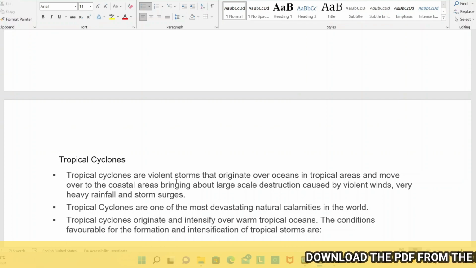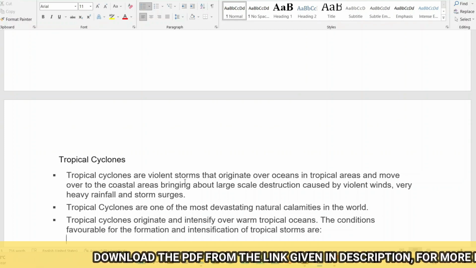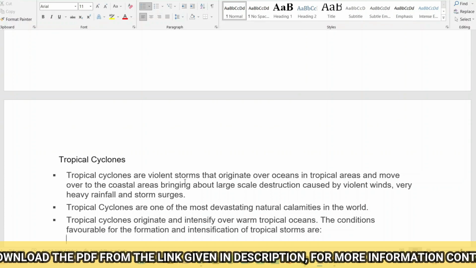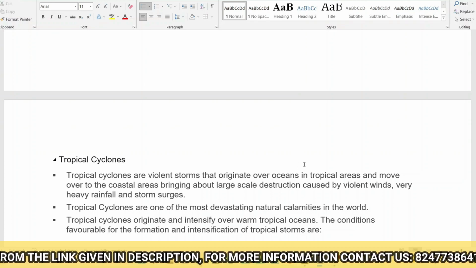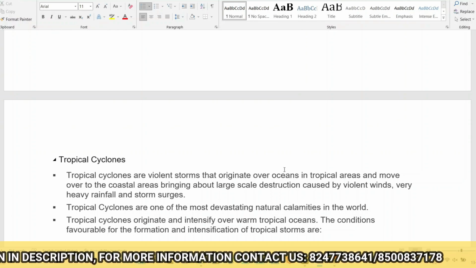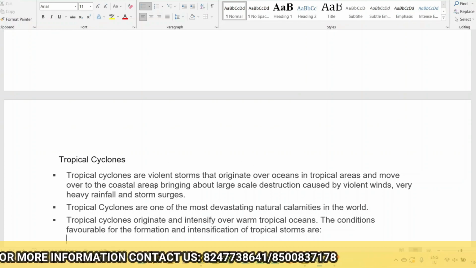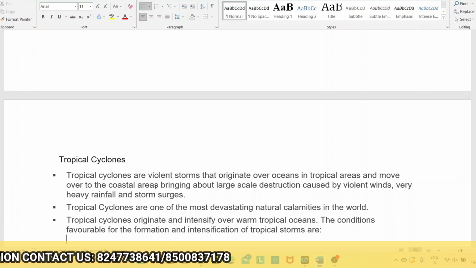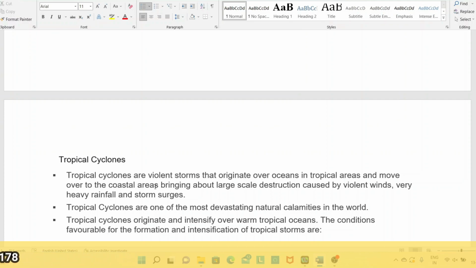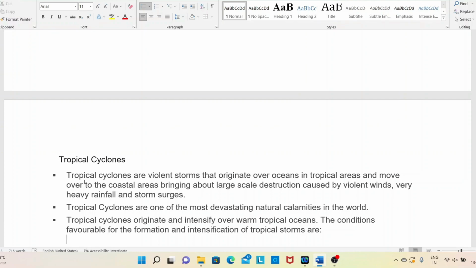Tropical cyclones are violent storms that originate over oceans in tropical areas and move over to the coastal areas, bringing about large scale destruction caused by violent winds, very heavy rainfall and storm surges.